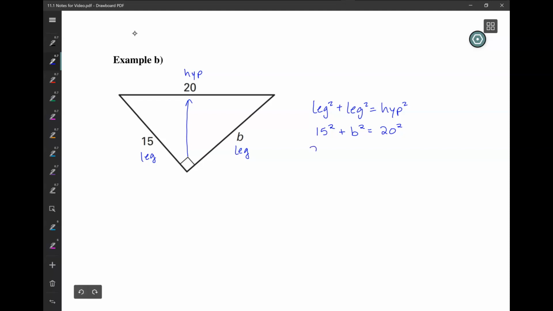So 15 squared is 225, and 20 squared is 400. Now we have an equation. We need to get b squared by itself, so we need to subtract 225. Notice, anytime you're trying to find a leg, you end up subtracting. That's a pattern you're going to see. Anytime you're looking for a leg, you're going to end up subtracting.